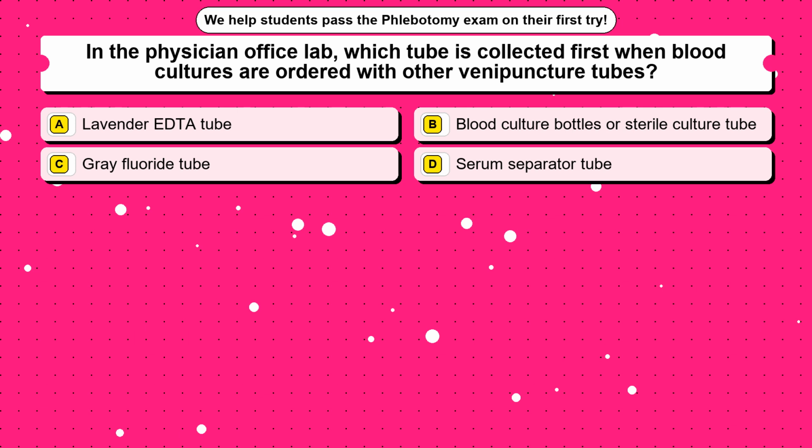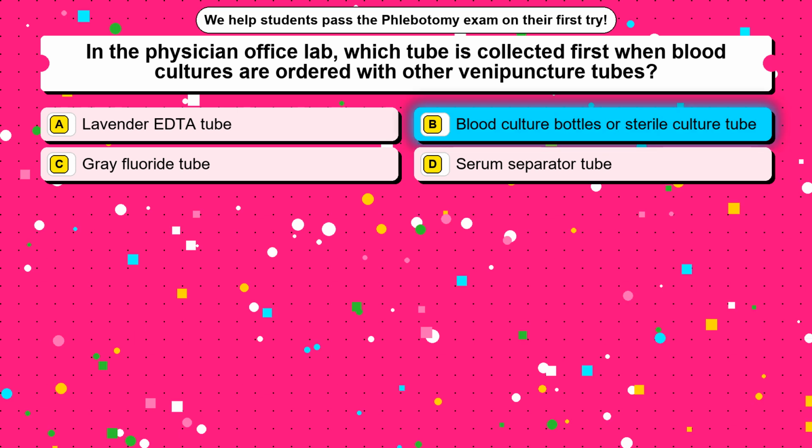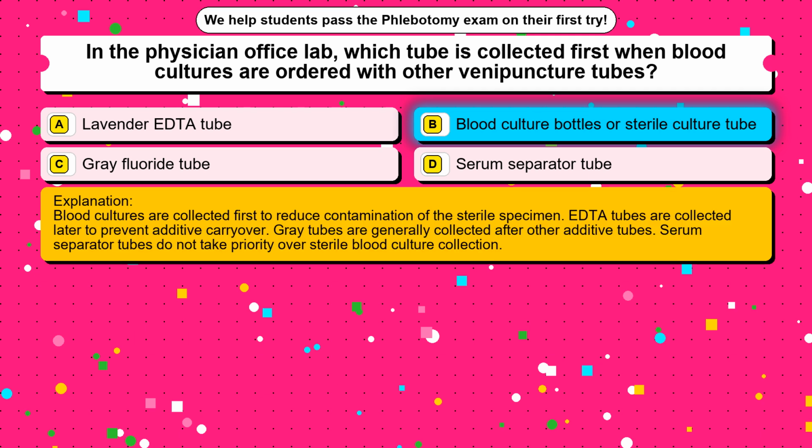The correct answer is option B. Blood culture bottles or sterile culture tube. Blood cultures are collected first to reduce contamination of the sterile specimen. EDTA tubes are collected later to prevent additive carryover. Gray tubes are generally collected after other additive tubes. Serum separator tubes do not take priority over sterile blood culture collection.